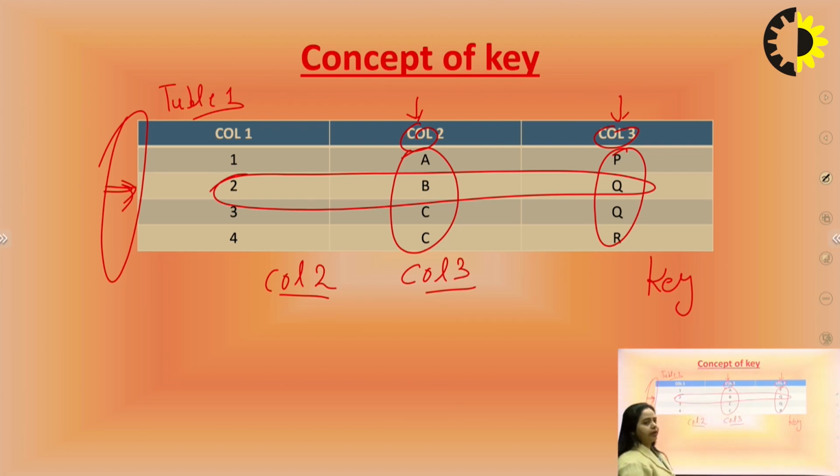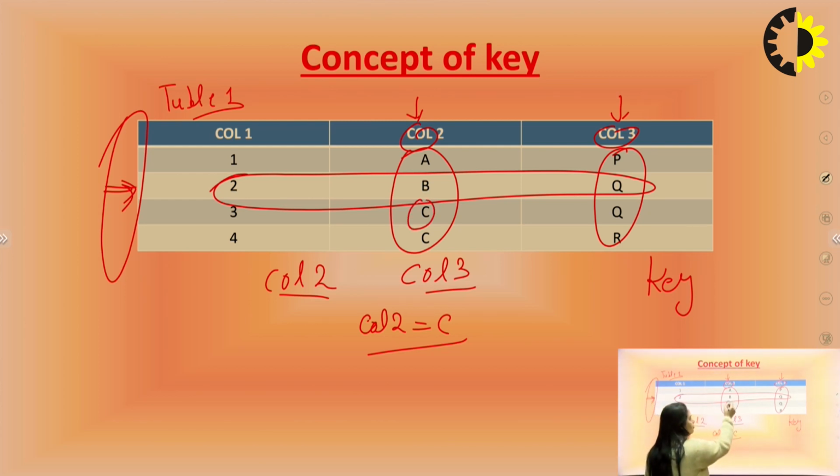Now how can we identify what the value of the key would be? Suppose someone says, give me the information where the value of column 2 is equal to C. Some person says, give me the information of that row where the value of column 2 is equal to C. Here the value C appears in column 2 at 2 different places. So the user gets confused: for which C do I need to fetch the information from table 1? This C or this C?